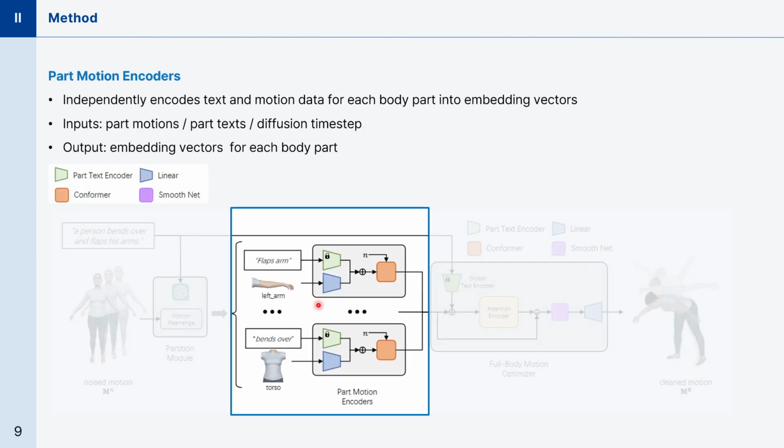Secondly, let's discuss the part motion encoders, the second component of the LGTM pipeline. The part motion encoders independently process text and motion data for each body part, encoding them into embedding vectors. This ensures that each body part is treated individually while maintaining precise alignment with the text. The encoders take three inputs: part motions, part text, and the diffusion time step. By processing these inputs, the encoders generate embedding vectors for each body part.